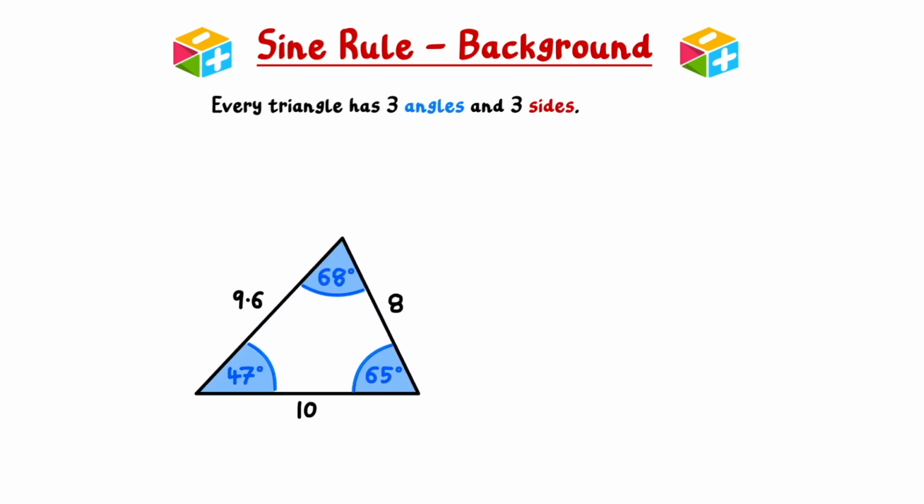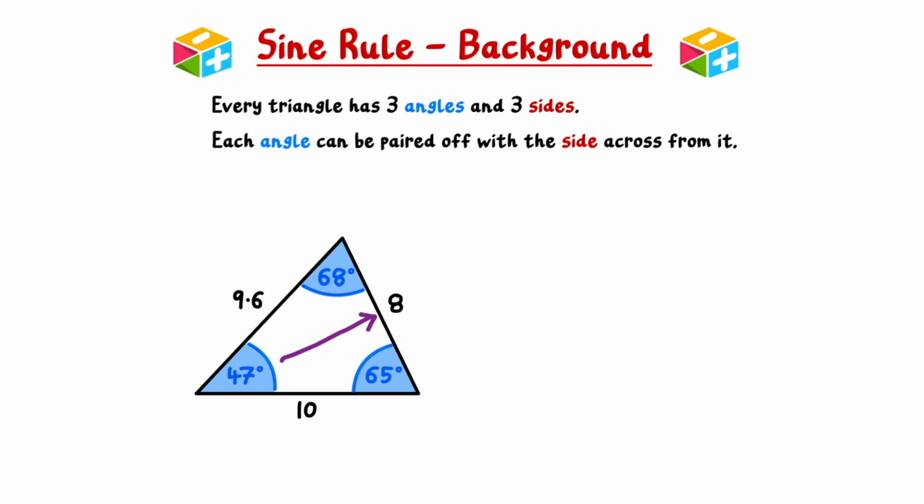Every triangle has 3 angles and 3 sides. For example, this triangle has angles of 47, 68 and 65 degrees. It has side lengths of 9.6, 8 and 10. Each of the angles can be paired off with the side across from it. If we look across from the 47 degree angle, we hit the side of length 8. So the first side angle pair is 8, 47.